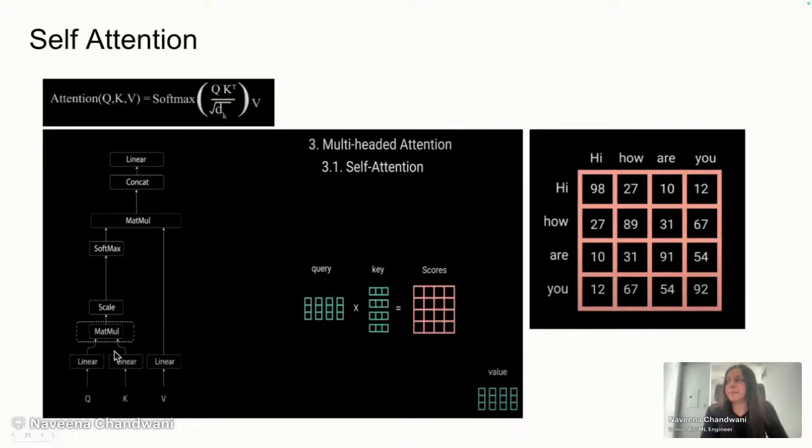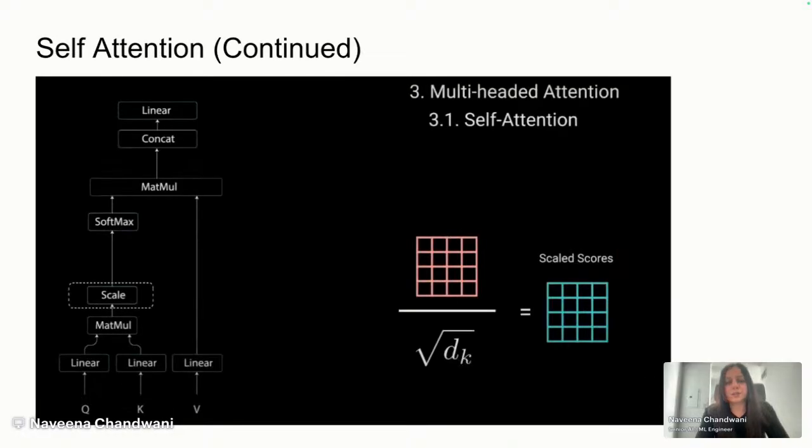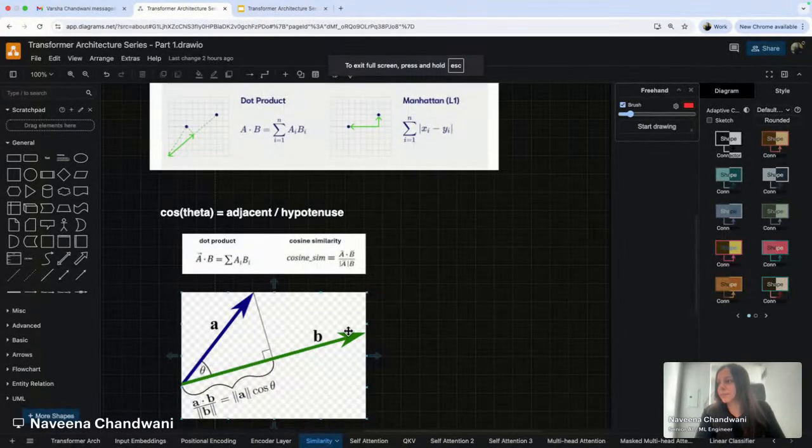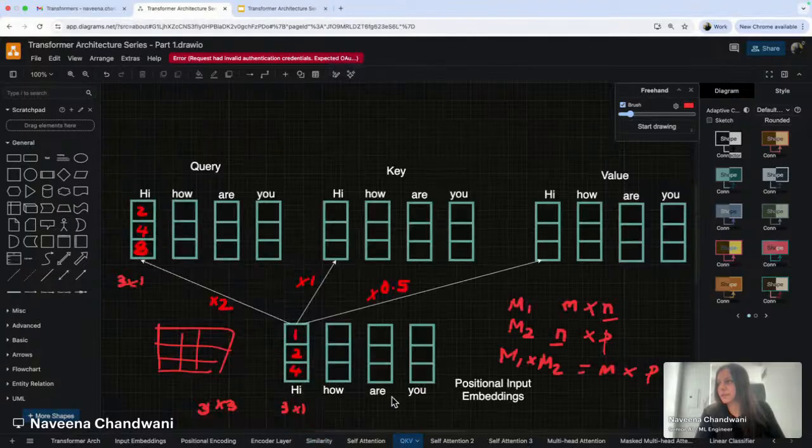So this operation, q into k raised to t, is your first matrix multiplication that is being covered here. And we will move further on. But before that, let's take a look at how these query, key, and values will look. So this is our positionally encoded embeddings.